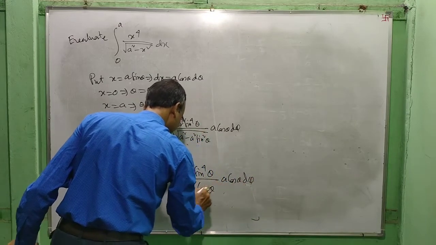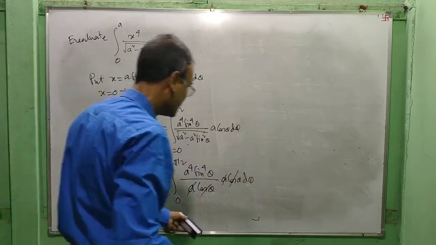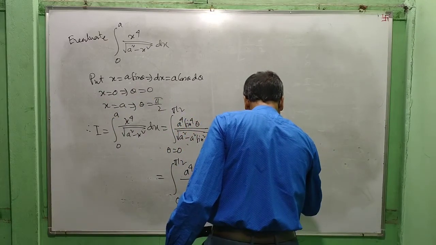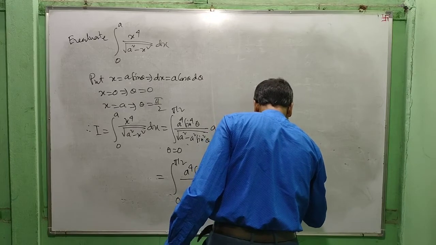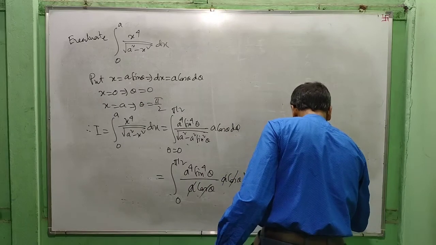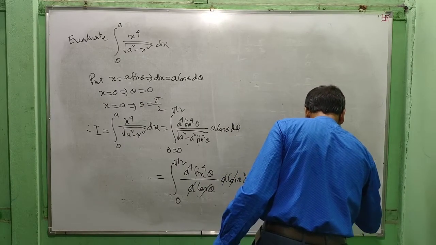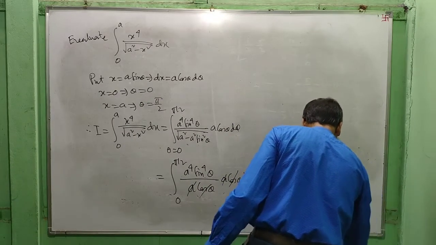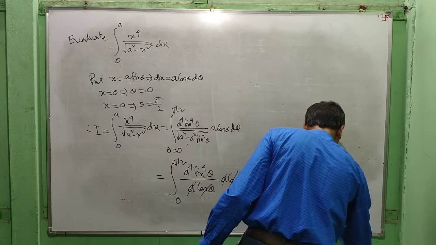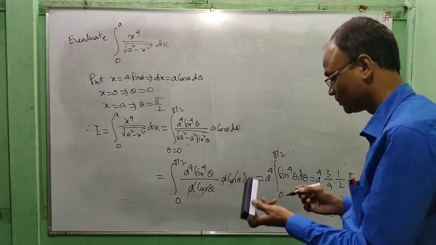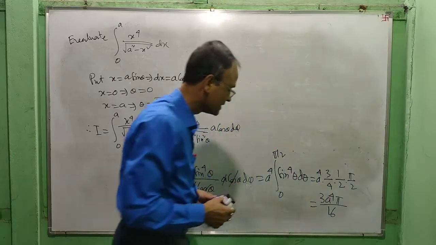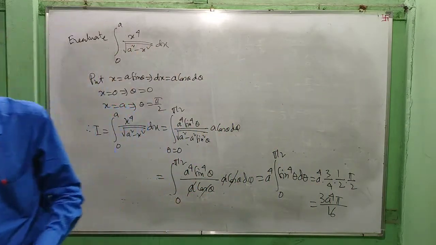These two terms would be cancelled: a cancelled, cos theta cancelled. This is equal to a to the power 4 times the integral from 0 to pi by 2 of sin to the power 4 theta d theta. This is equal to a to the power 4 times 3 by 4 into 1 by 2 into pi by 2, which is equal to thrice a to the power 4 pi divided by 16. This is that.